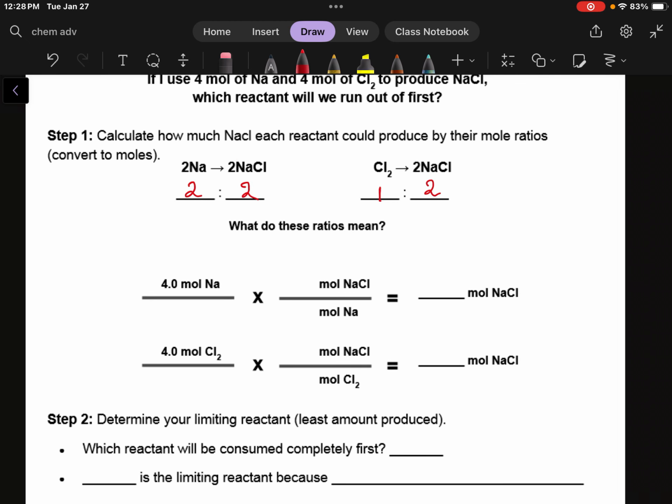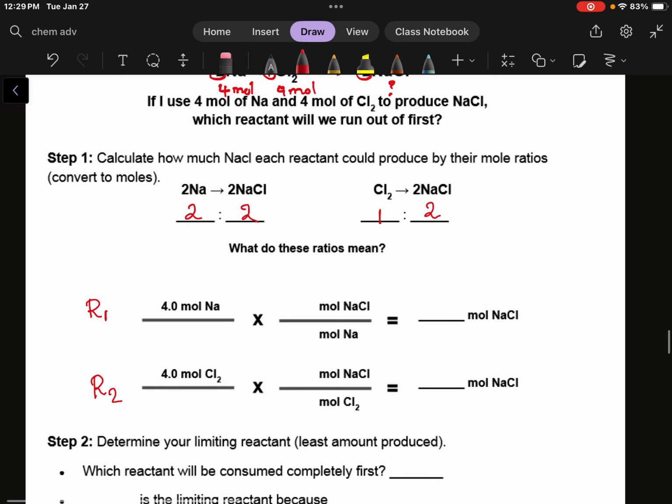Let's go ahead and start the T chart from the given. So you will do 2 T charts for limiting reactant, based on how many reactants are given. So there is reactant 1, which is sodium, 4 moles, and we know that 2 moles of sodium will produce 2 moles of sodium chloride. So basically you can make 4 moles of NaCl. And chlorine, 1 mole of chlorine will produce 2 moles, so you can make 8 moles of sodium chloride.